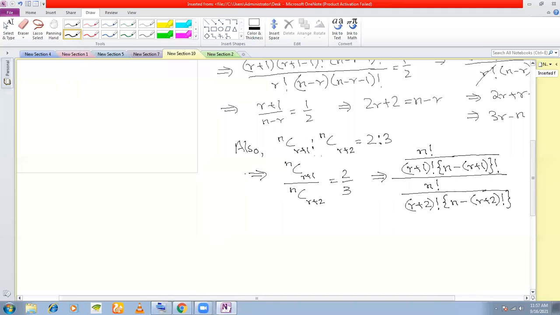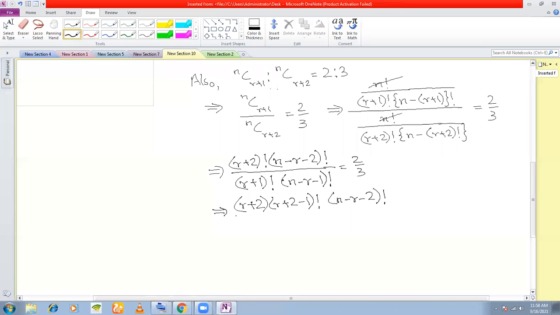Now if you see here, you have r plus 2 in the numerator, right? That means this can further be written as (r plus 2) into (r plus 2 minus 1) factorial. And you write (n minus r minus 2) factorial as it is. In the denominator, you write (r plus 1) factorial as it is. And you have (n minus r minus 1) factorial, which can now be written as (n minus r minus 1) into (n minus r minus 2) factorial, is equal to 2 by 3.